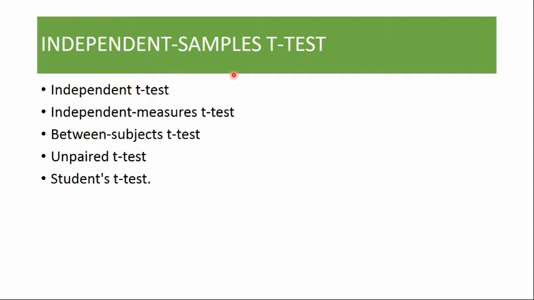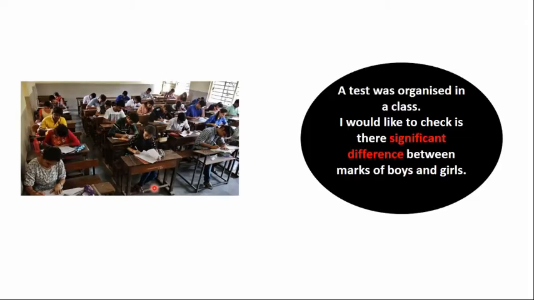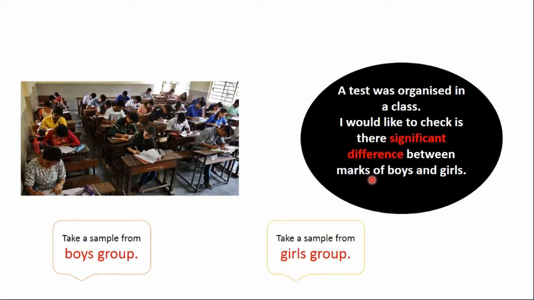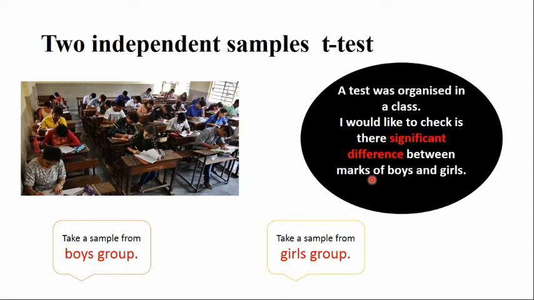Independent sample t-test is also known as independent t-test, independent measure t-test, between subject t-test, unpaired t-test, and Student's t-test. A test was organized in a class. I would like to check, is there a significant difference between marks of boys and girls? Take a sample from the boys group and a sample from the girls group. Here, to check the significant difference, we will apply the 2 independent samples t-test.